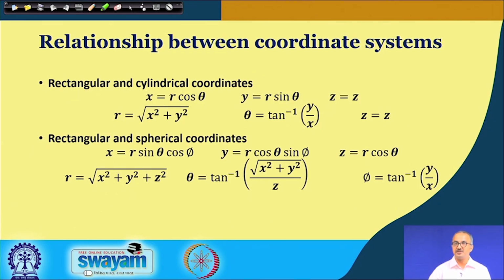And here are some relationships which you can find in any standard mathematical book to represent how to convert one particular system of coordinates to another. Here we are showing how the rectangular and the cylindrical coordinates are related, and similarly here we are showing how the rectangular and spherical coordinates are related. From these two you can also derive the third one, that is the relationship between the cylindrical and the spherical coordinates. That I have not shown here.